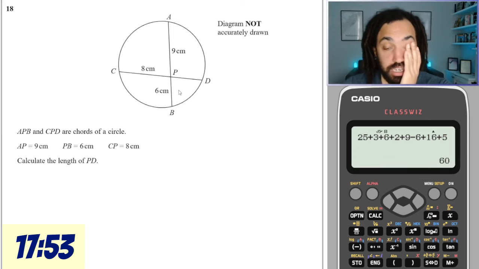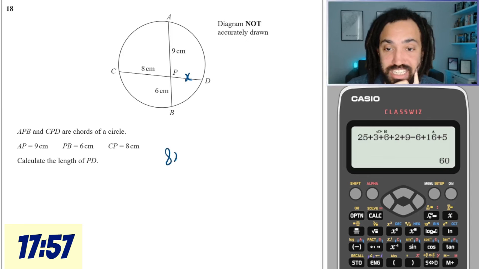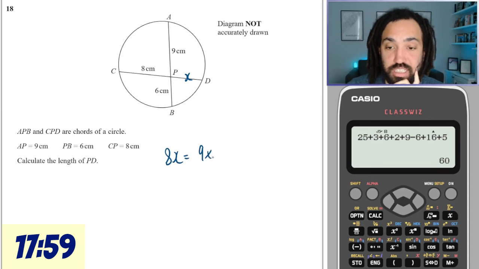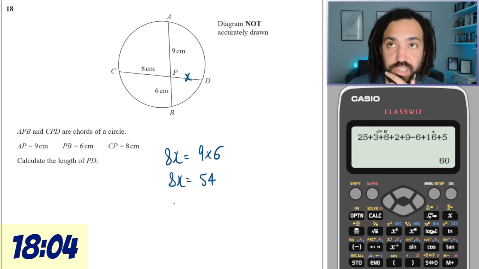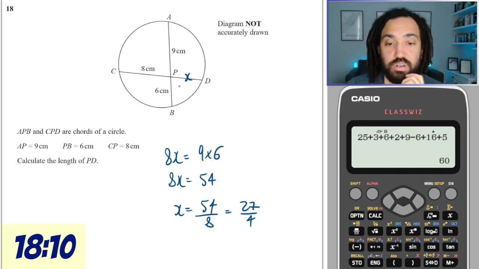Okay, right, a nice easy one. Calculate PD. Yes, so that's 8x is equal to 9 times 6. So 8x is equal to 54. Yep, that's right. So x is equal to 54 over 8, which is 27 over 4.